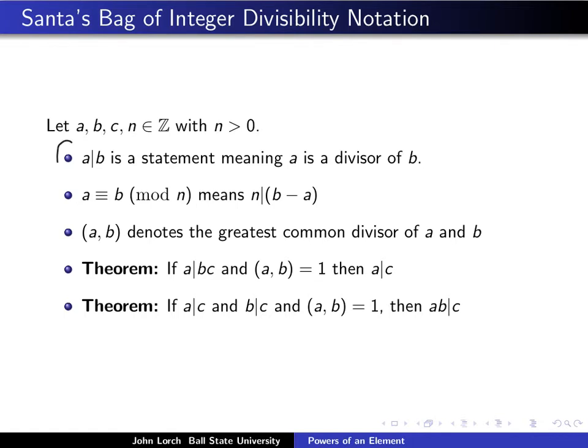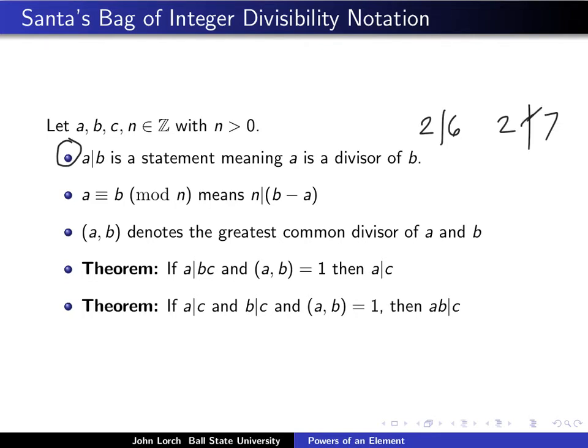Our first bullet is some notation that indicates when one number is a divisor of the other. So a vertical slash b is not asking us to make a computation, rather it's simply a statement that a divides b. So for instance, I might write 2 divides 6, which is a true statement, but 2 does not divide evenly into 7.